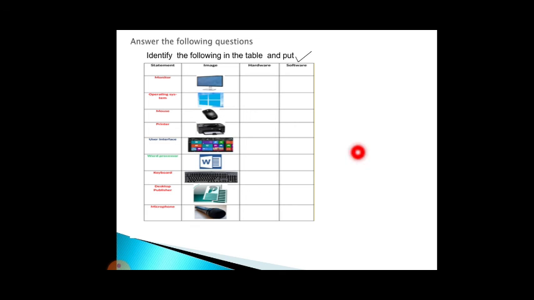Here is one activity I have given. Identify the following in the table and put the tick mark. First one is monitor, second is operating system, mouse, printer, then user interface, word processor, keyboard, then desktop publisher, then microphone. You need to put the tick whether it is hardware or software. This is the activity to identify the hardware and the software. A very small activity, so please do it, children.